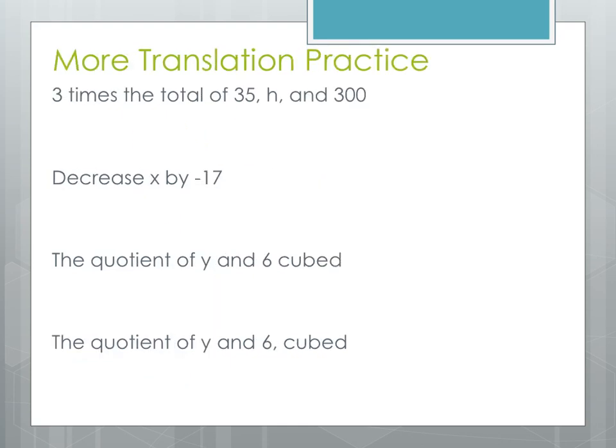Let's continue with some more translation practice. First example on this slide, 3 times the total of 35, H, and 300. So keep in mind, 3 is going to be times the entire total. So you have to find the total first. Total means that we're going to add all these things together. So let's start with that. That's going to be 35 plus H plus 300. And how are we going to show times that whole total? Well, I think the best way to do that would be to put that whole total in parentheses, and then we can multiply it by 3 like this.